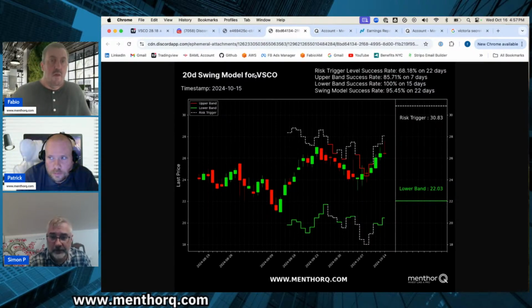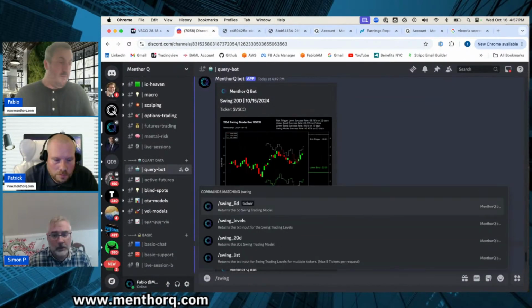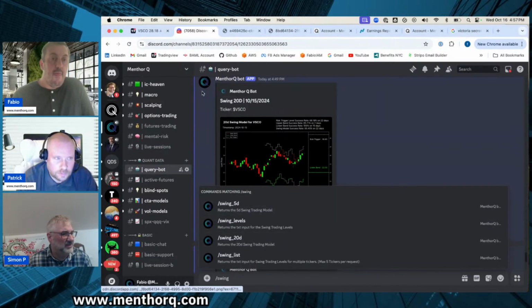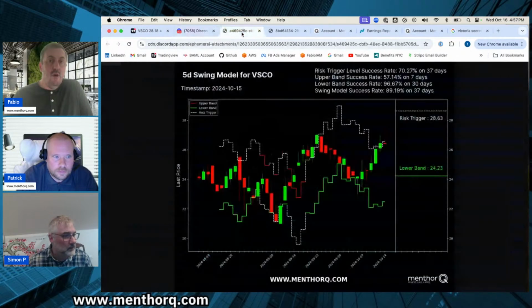I didn't know that. Yeah, and I love that the risk trigger's up there at 30, because when I look at the chart, it looks like it's just sitting there, right? It looks like it won't go anywhere. It looks like it'll be rejected again. Yeah, and also always look at the green or red.